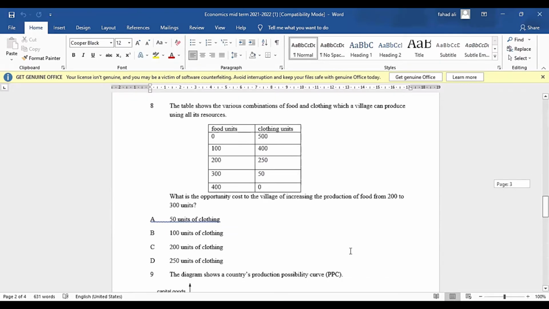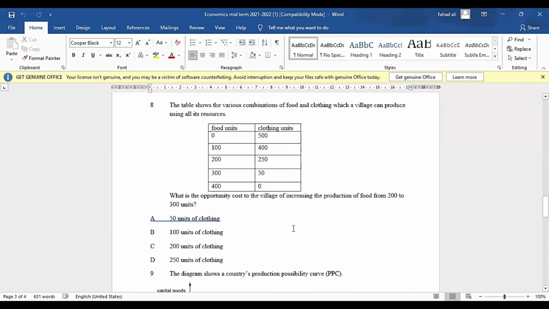For 8, the table shows the various combinations of food and clothing which a village can produce using all its resources. What is the opportunity cost to the village of increasing production of food from 200 to 300 units? Going from 200 to 300 units, we have to give up clothing from 250 to 50, so we leave 200 units of clothing. So C is the correct option.